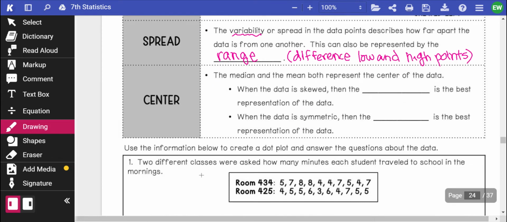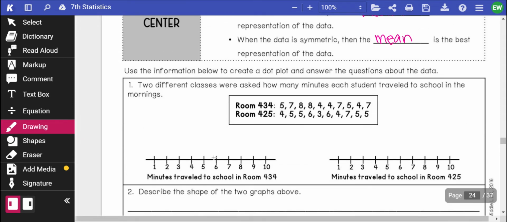Okay, next is center. The median and mean both represent the center of the data. When the data is skewed, then the median is the best representation of the data, or the middle point. When the data is symmetric, the mean, or the average, is the best representation of the data.